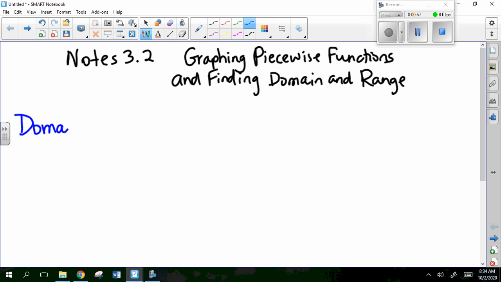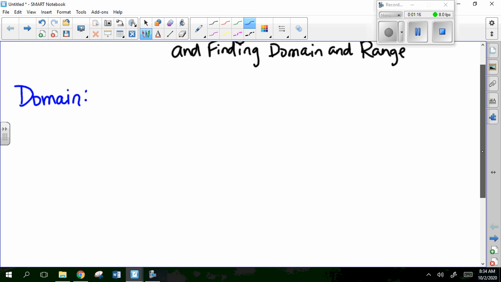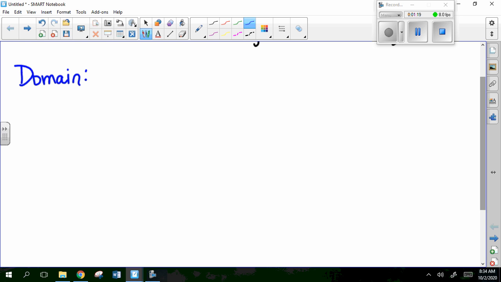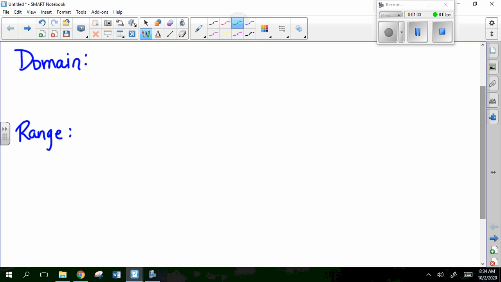Does anybody remember what domain and range are? All right, I bet if we did an example, you would remember. So leave some space for us to come back and do our definitions of domain and range. But let's look at some review from Algebra 1 and see if it rings a bell. So we'll say Algebra 1 review.